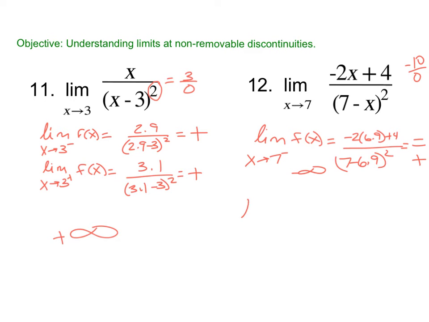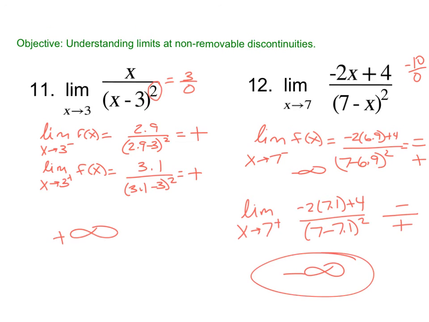So now let's try from the right. Is that going to be different? So 7.1, negative 2 times 7.1 plus 4 over 7 minus 7.1 squared. So that's a positive and a negative. So the answer here is negative infinity. These only worked at 7 for the limit as x approaches 7 because they're squared. When they're not squared, the limit ends up not existing, which is why in the previous ones we did left and right.